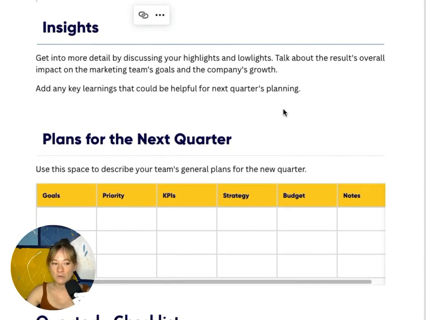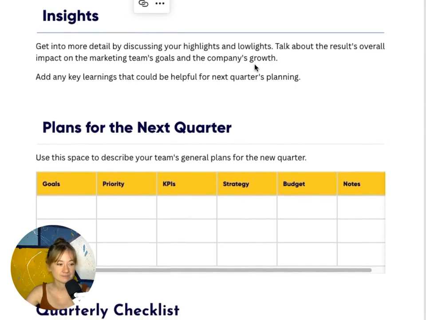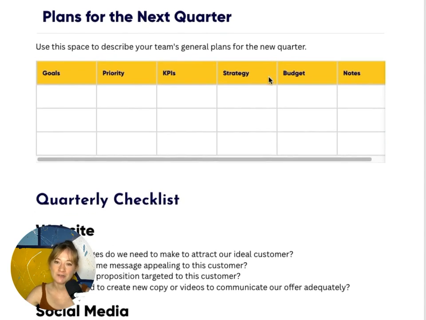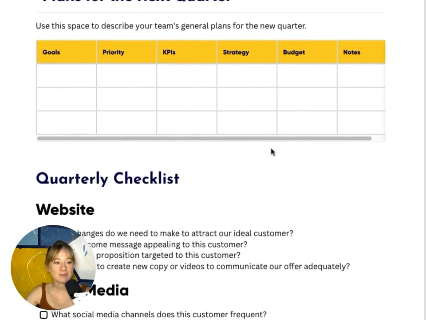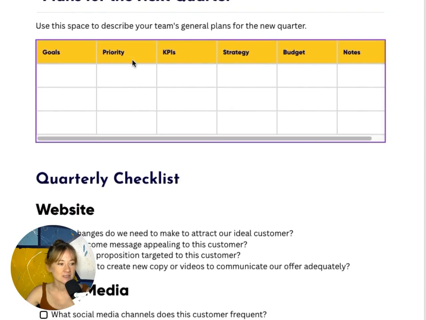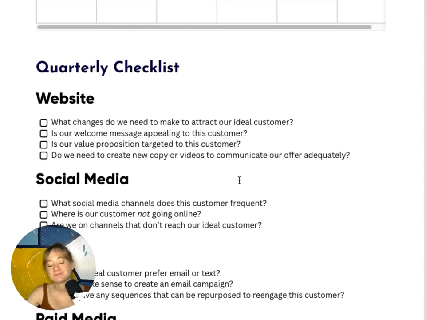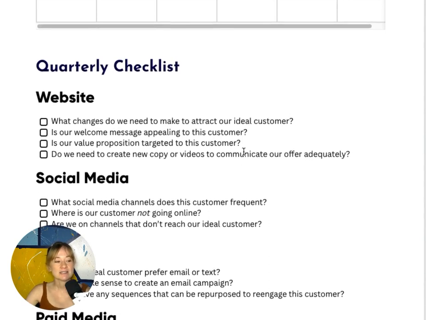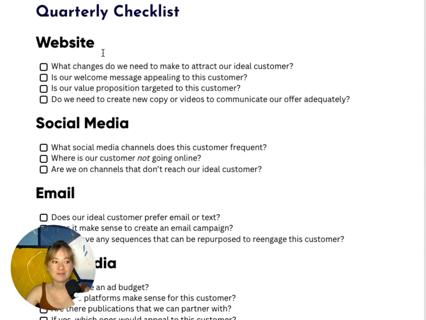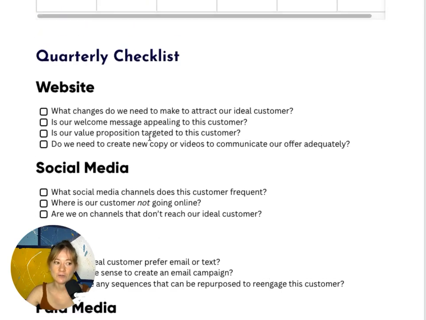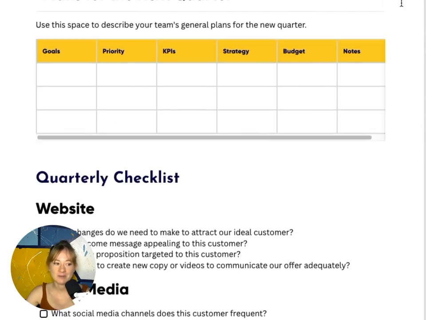What were things that worked? What were things that didn't work? Tracking this really helps for moving forward. Anything that you learned from the previous quarter. And then your plans for next quarter. You're going to fill this out. And then here's your checklist. The checklist is everything that you might possibly need in order to reach these goals for your plans for the next quarter.